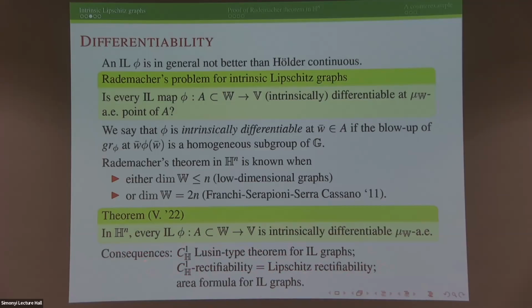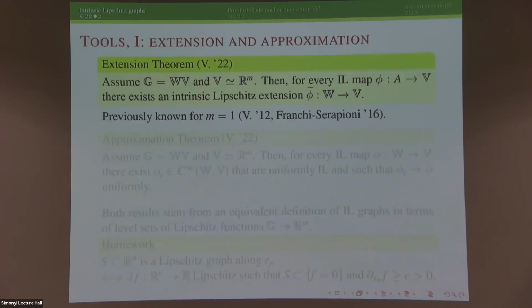Okay. And eventually you can recover an area formula for these intrinsic Lipschitz graphs. I mean, whenever you have a formula for intrinsic C1 graphs and you have a Lusin type theorem, you can recover some area formula for intrinsic Lipschitz graphs. So my plan would be to give you some ideas of the proof of the theorem. And for that, I will need essentially two tools. The first one is some extension theorems and approximation theorems, which I proved.